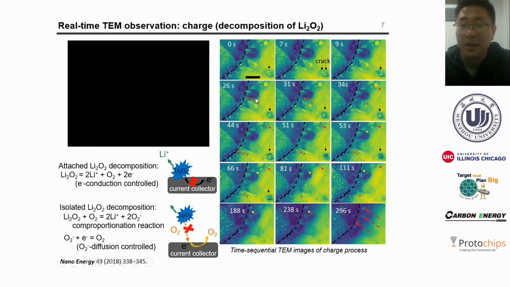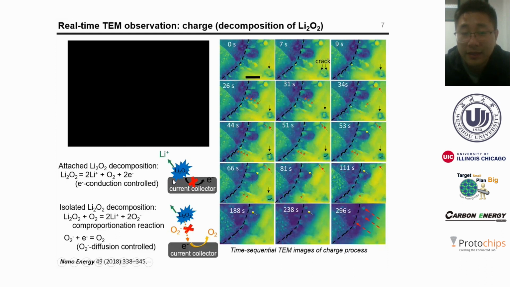You can see the orange arrow indicates particles, which are the lithium peroxide previously grown on the surface of the current collector. We also have the black arrow indicating particles, which are the lithium peroxide previously grown within the electrolyte. For the one attached to the surface, its decomposition always starts from the contacting surface, the interface between the current collector and the particle. You see how it decomposes, starting from the interface region and gradually decomposing the whole particle bulk. This can be expressed by a very straightforward reverse reaction of the formation of lithium peroxide: lithium peroxide decomposes to lithium ions, electrons, and oxygen molecules.